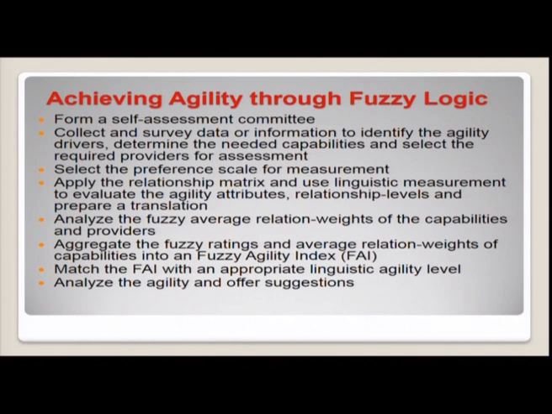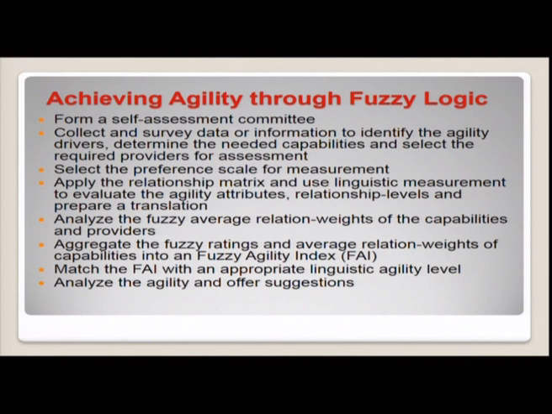And then let us see how to achieve agility through fuzzy logic. My dear viewers, you would have seen this fuzzy logic in a subject called artificial intelligence. So let us now relate how to achieve agility through fuzzy logic. We need to form a self-assessment committee. That particular committee will assess the team's progress, will assess themselves. That committee will be part of the software development team, part of the agile team. They are all the stakeholders. Those stakeholders are the committee members, and they need to assess themselves.